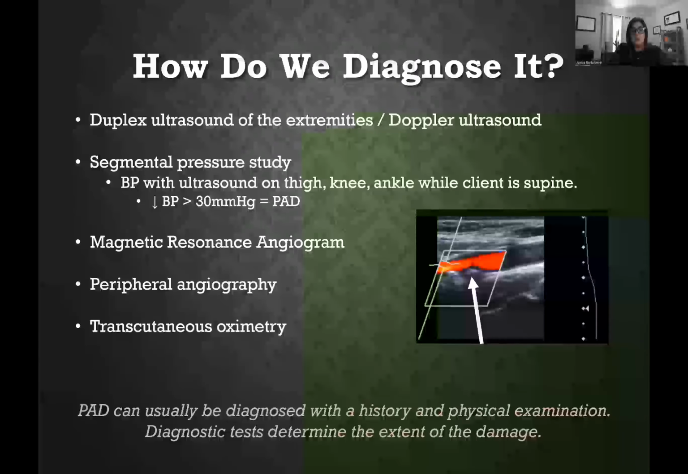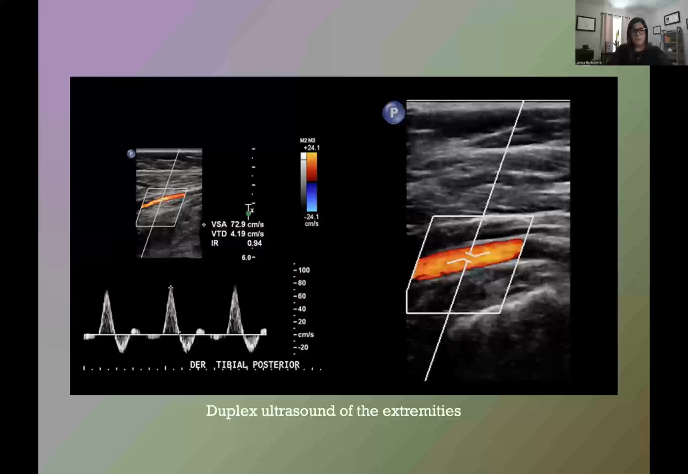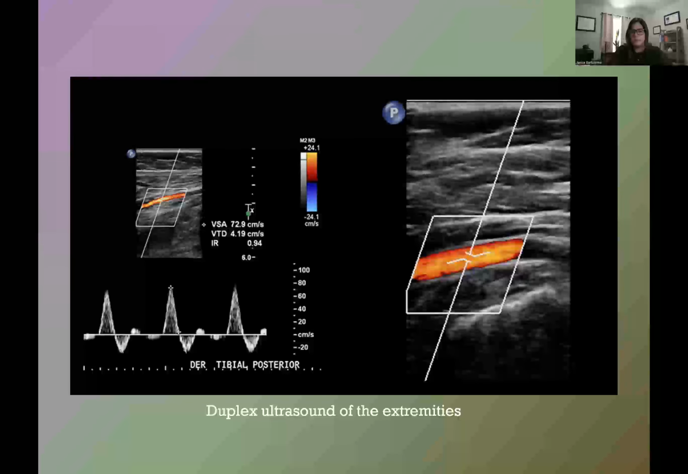Now, some people do require other tests. It kind of looks like this. This is what the duplex ultrasound of the extremities looks like. The color just highlights, and in that way you can tell where the blockage is.